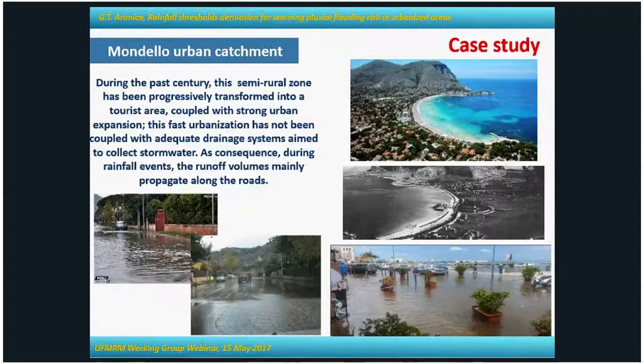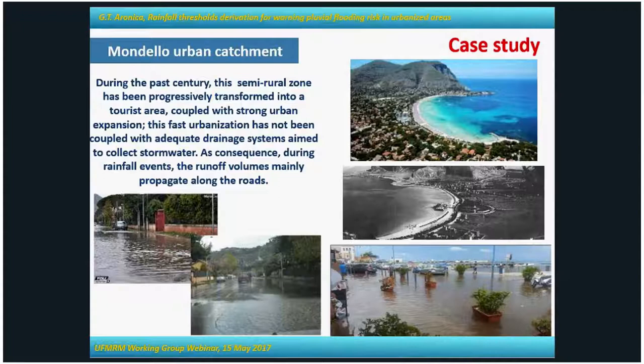And of course, we have a strong expansion in urbanistic terms, but this fast urbanization was not linked to an adequate drainage system. So during the rainfall events, the runoff volumes mainly propagate along the roads and produce pluvial and surface flooding, as you can see from the three pictures on the bottom of the slide.